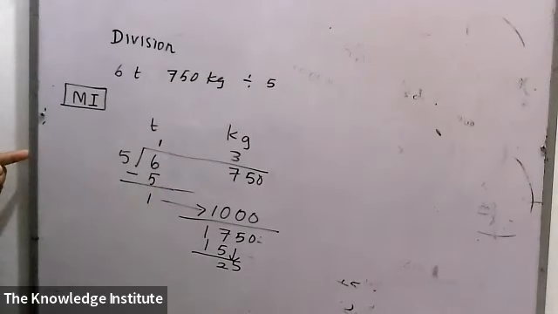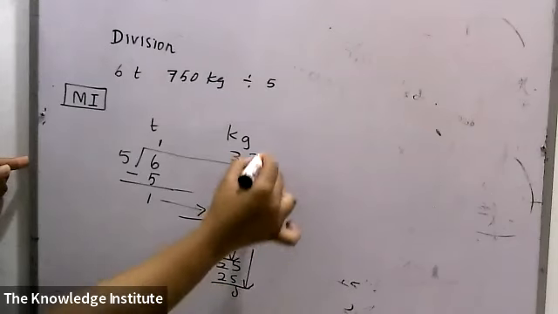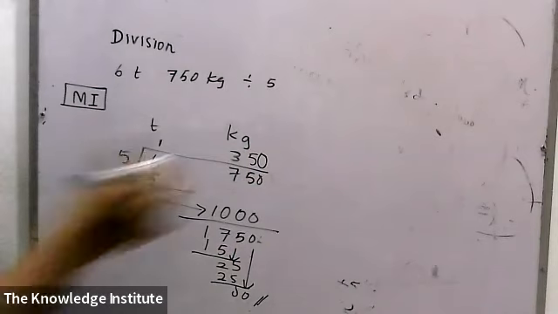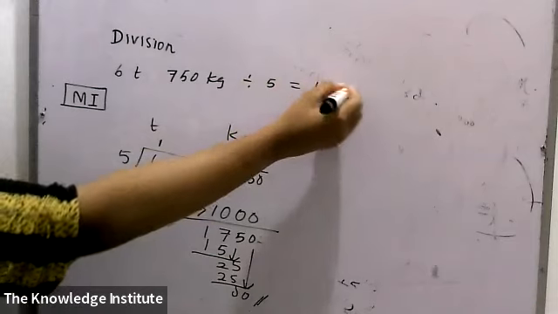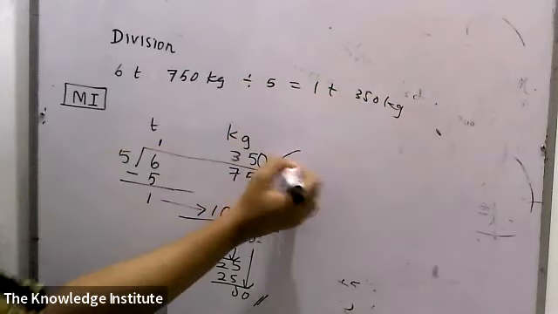Then you have 25. In 25, how many times do you find 5? 5. 5 fives are 25. Then you have another 0, no? In 0 we don't have that. So this is method number 1. Can you copy down this? So your answer will be 1 ton 350 kilograms. This is the answer.